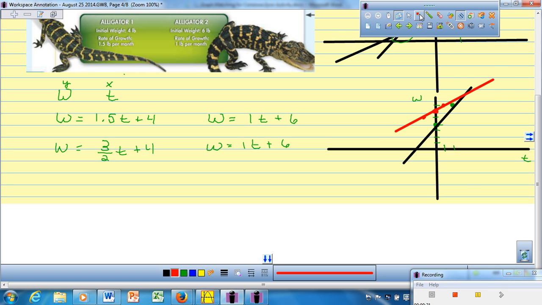And then our solution, where they overlap. Right there. So we need graph paper to make a better approximation. It looks like maybe what? 4, 8 maybe? Ish. Okay, as our approximation. So that would mean after 4 months, they would weigh the same. All right.